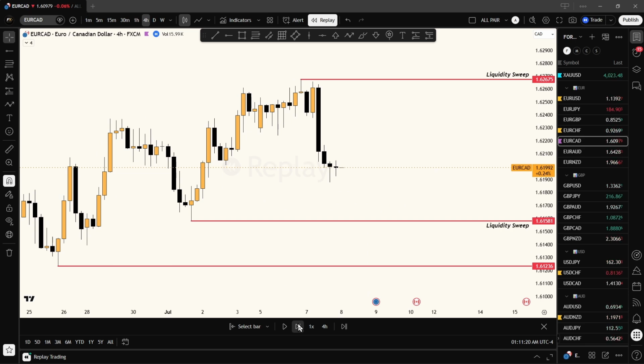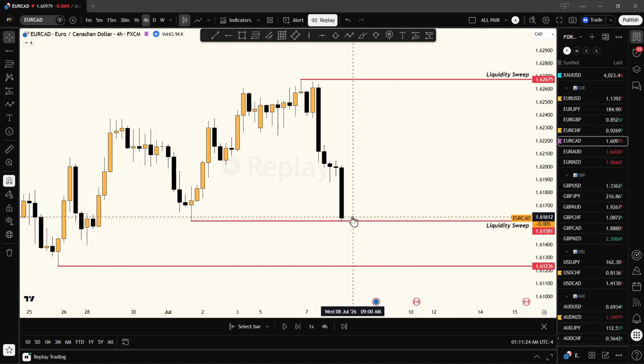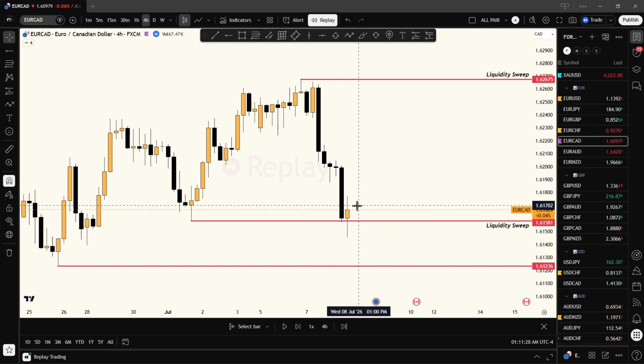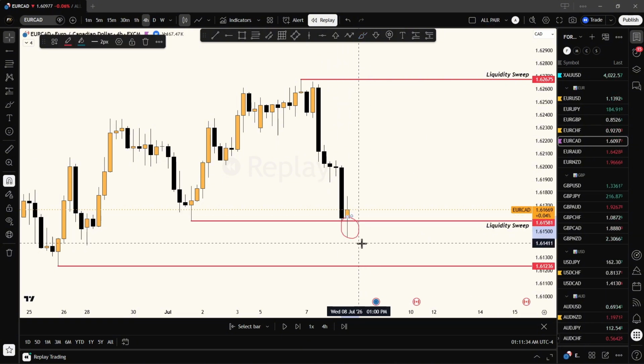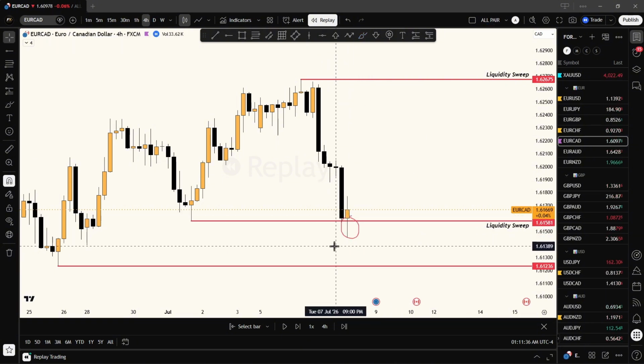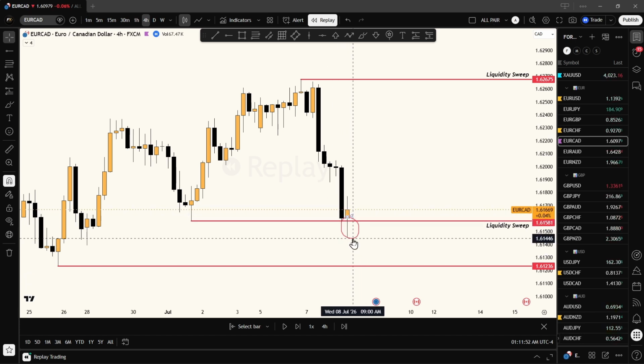Alright, after moving replay mode forward, we can clearly see that price has swept the sell-side liquidity below our lower low. Now pay close attention to this candle. Even though the wick pushed below the liquidity level, the candle body closed back inside the previous range, leaving only the wick outside. That's an important observation, and it's something we'll keep in mind as we continue analyzing the price action.